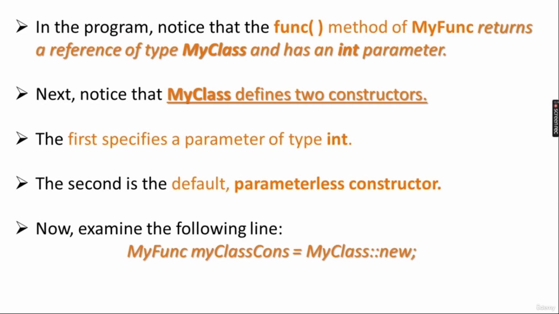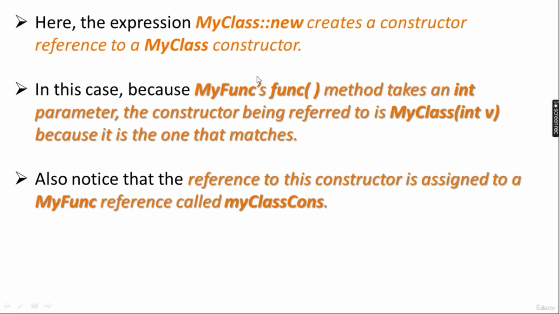In the program, notice that the function method of my function returns a reference of type my class and has an integer parameter. This is the functional interface named my function. Function is the name of a method. It returns a reference of type my class, that is an object of my class, and has an integer parameter. Notice that my class defines two constructors: first is having a parameter and second is having no parameter. So my function my class constructor creates the constructor reference equal to my class double colon new.